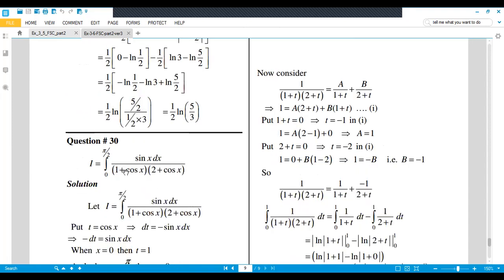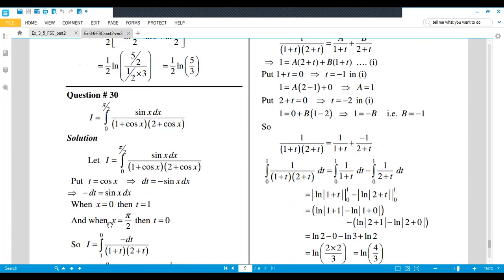Number 30 is the integral of sin x over (1 plus cos x)(2 plus cos x). So we suppose that t equal to cos x, and when we take the differential, dt equals minus sin x dx, so minus dt is sin x dx. When you put x equal to 0, cos 0 is 1, so t is equal to 1. When you put cos pi by 2, which is 0, t is equal to 0, so the limit is 1 to 0.